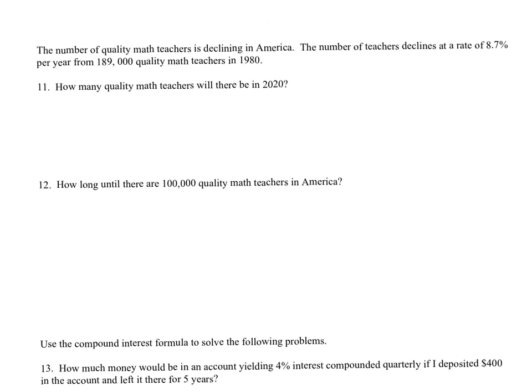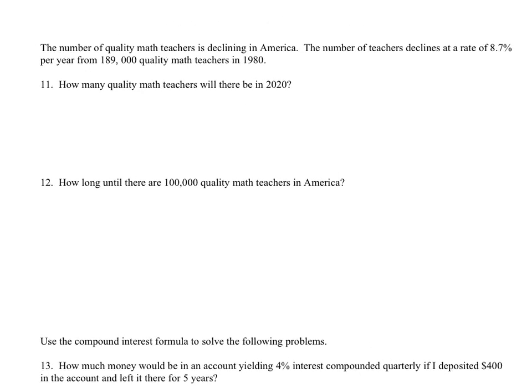So the last page is our section 6, the word problems involving exponential growth and decay. So for 11 and 12, we're going to use the scenario: the number of quality math teachers is declining in America. The number of teachers declines at a rate of 8.7% per year from 189,000 quality math teachers in 1980. In number 11, we want to know how many quality math teachers will there be in 2020.